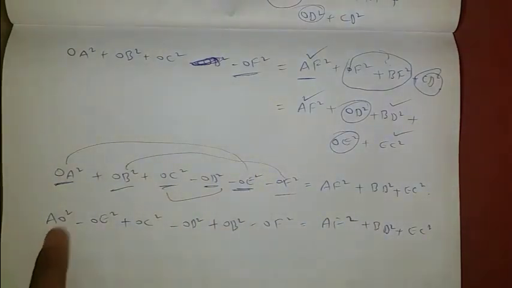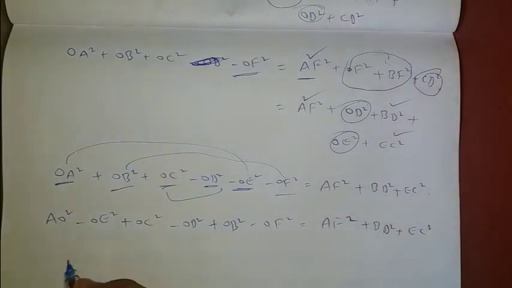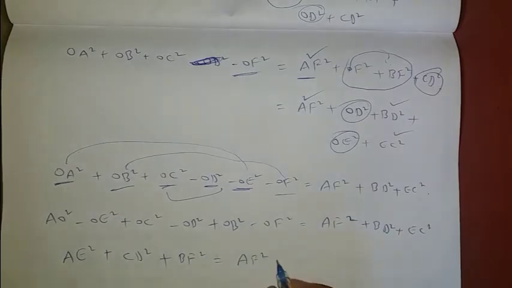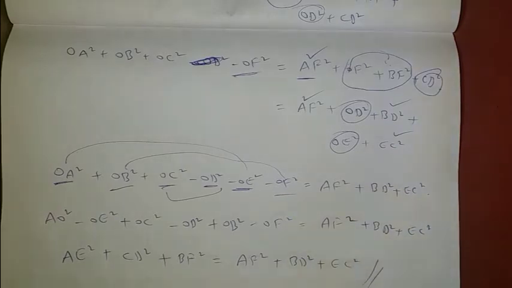Now AO square minus OE square is nothing but AE square, OC square minus OD square is nothing but CD square, and OB square minus OF square is nothing but FB or BF square, which equals AF square plus BD square plus EC square. Hence proved.